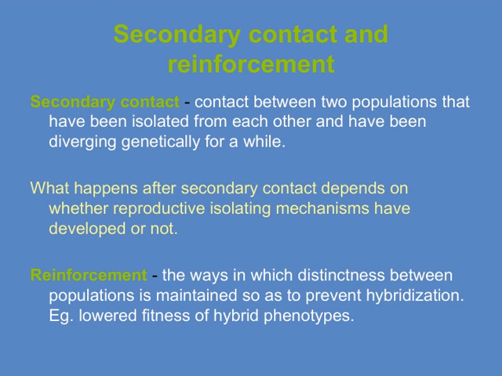It involves mechanisms that prevent hybridization, often because hybrids tend to have lower fitness. For example, hybrids might be less viable or less successful at reproducing, which naturally discourages interbreeding. This process helps keep the populations genetically separate, even when they come back into contact. So, in the context of evolution, reinforcement plays a crucial role in maintaining species boundaries and preventing the blending of distinct populations, which ties back to the broader theme of how species evolve and stay separate over time.